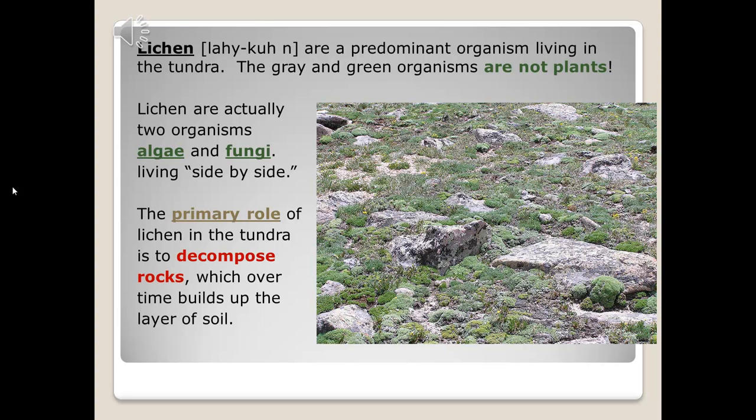Lichen are the predominant organism that live in the tundra. Please look carefully at the photograph on the screen. These gray-green organisms are not plants. Lichen are actually 2 organisms, algae and fungi, living side by side. The primary role of the lichen in the tundra is to decompose rocks, which over long periods of time, builds up the layer of soil.